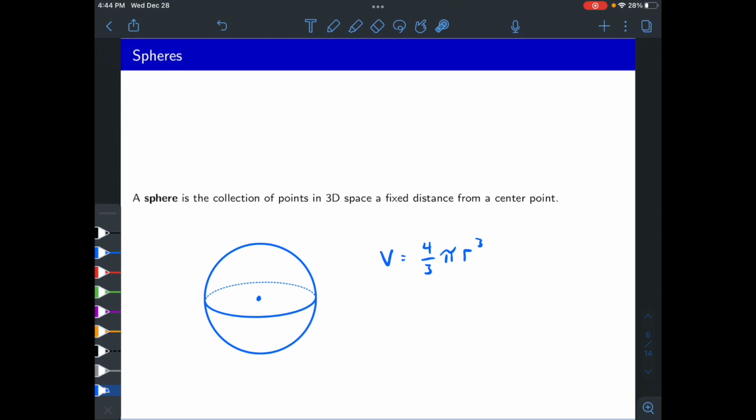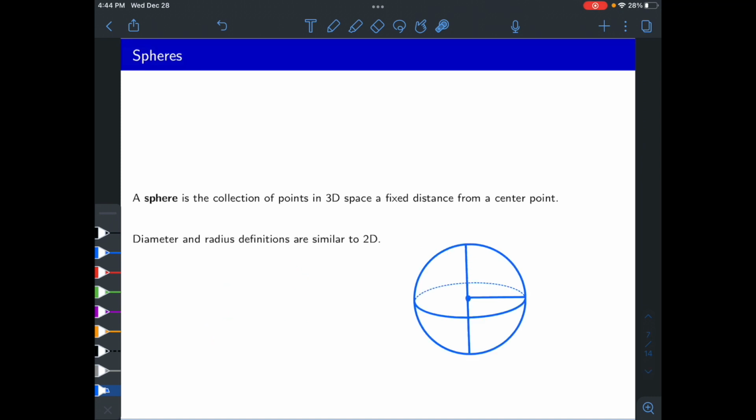If you are interested, there are plenty of videos out there on YouTube that justify this, but we won't get into it. Diameter and radius definitions are similar to two dimensions as well. The maximum distance between two points on the sphere gives you your diameter, and the radius would be the distance from the center point to an outer point on the sphere.